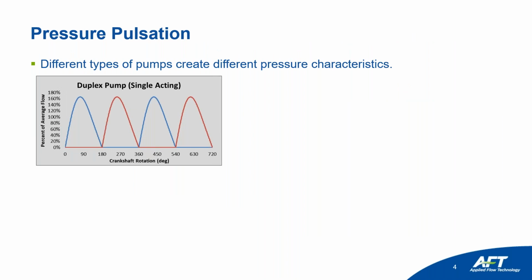Now, depending on the design, the vibration is less severe or not. In this case, we have a duplex pump, single acting. The blue line represents the fluctuation of the flow of one piston, and the red line represents the fluctuation of the flow on the other piston. The combination of both shows the fluctuation of the flow observed on the graph.